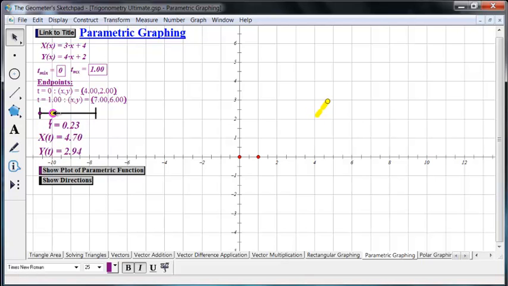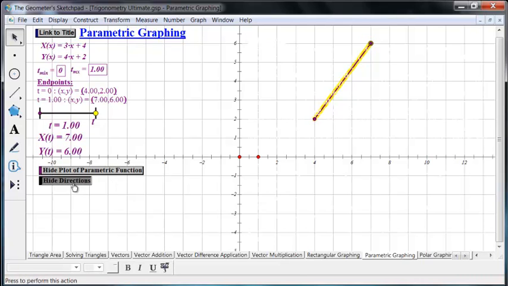Watch the yellow point. I've got it set so that it traces. And in this particular example, it traces from this end, the lower left, to the upper right. And we're tracing out a path, basically a path of a straight line segment. And so this is our actual graph, and I can hit this right here to show this graph.